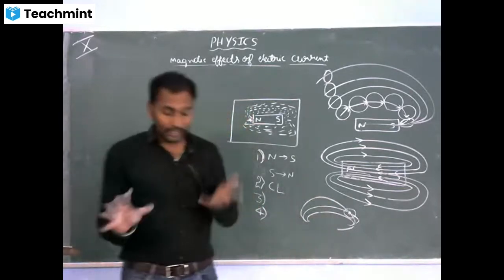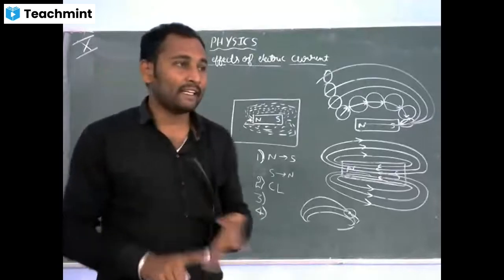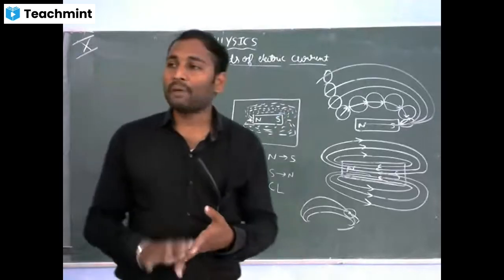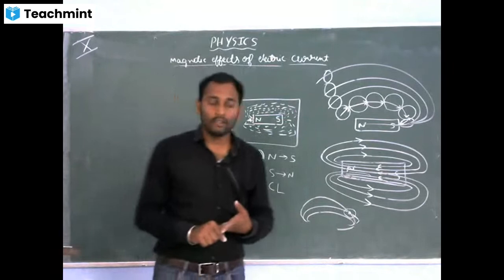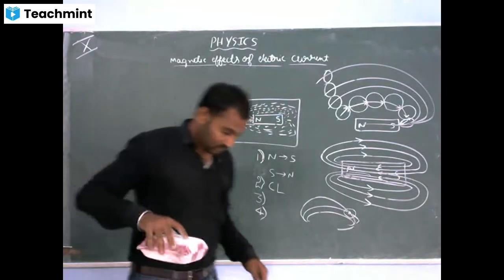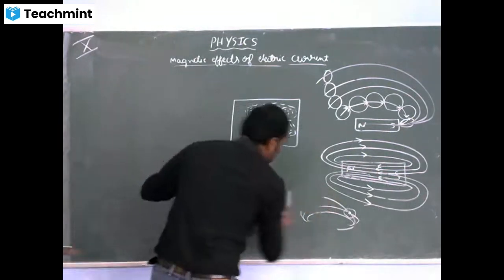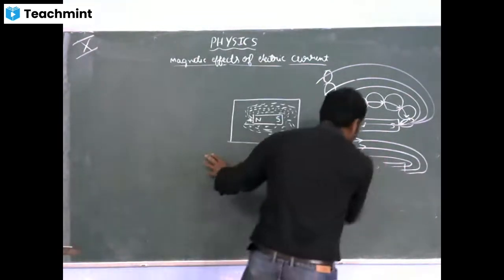So now I have completed what is a magnet, magnetic field, magnetic lines, two activities, and properties of magnetic field lines. Now I will move on to the next concept: magnetic field in a straight conductor carrying current.